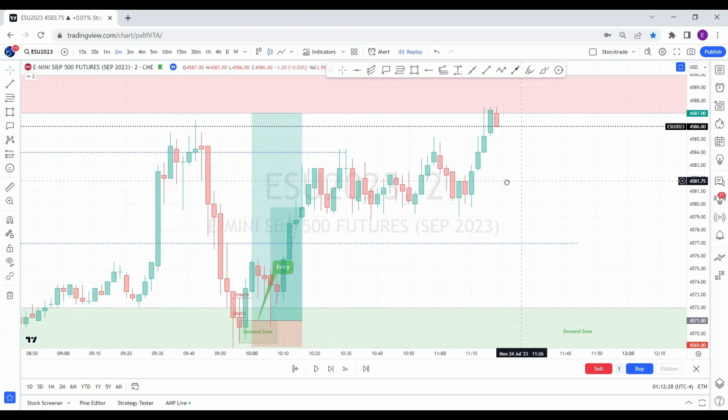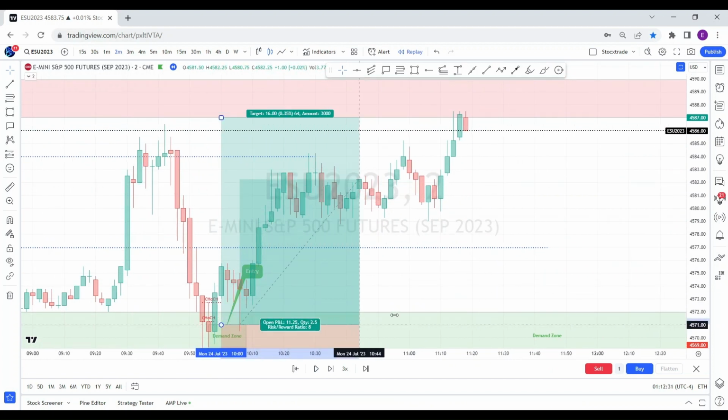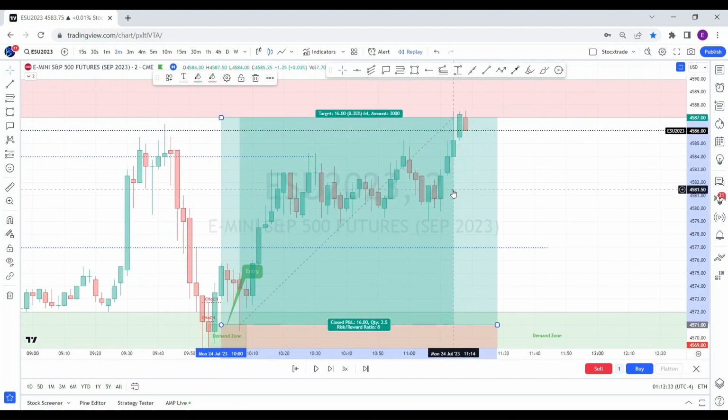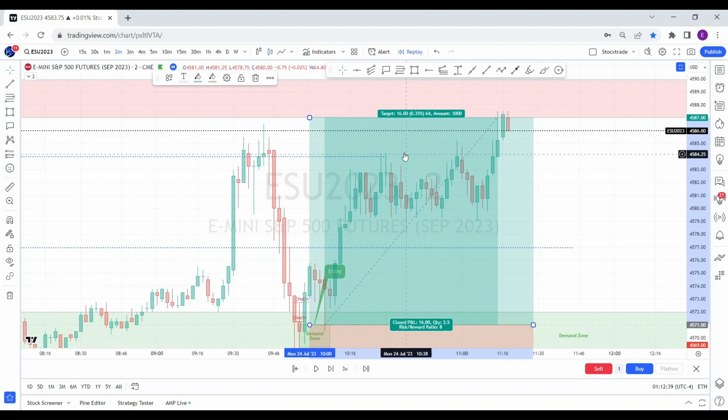Okay, now you have already exited the trade. So at 10:06 you entered the trade, and at 11:14 you got out of the trade. So you are getting 16 points in this trade.